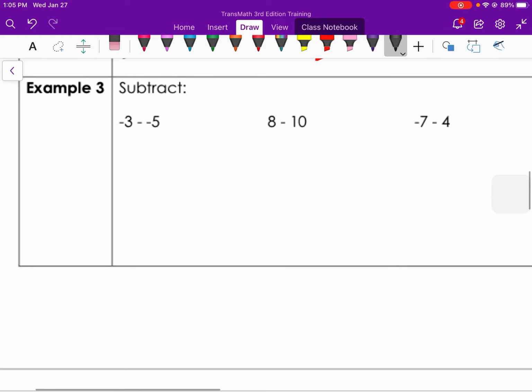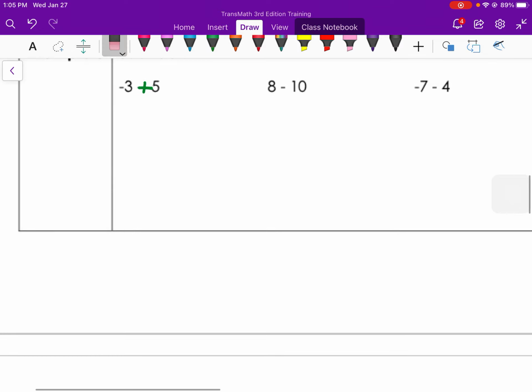All right. Again, the best way to get better at this is just to keep practicing. So let's do a few more. Negative 3 minus negative 5. So remember, when you see 2 negatives in a row like this, you can change that to a plus. So negative 3 minus negative 5 is negative 3 plus positive 5.